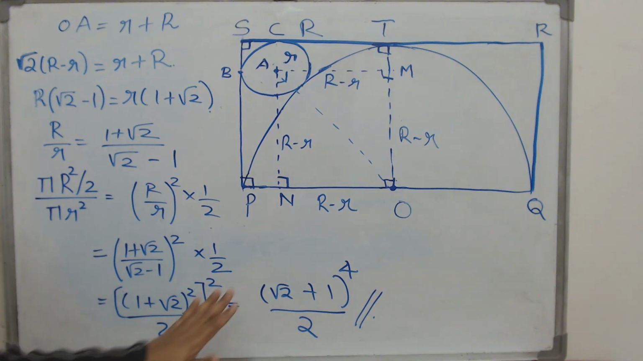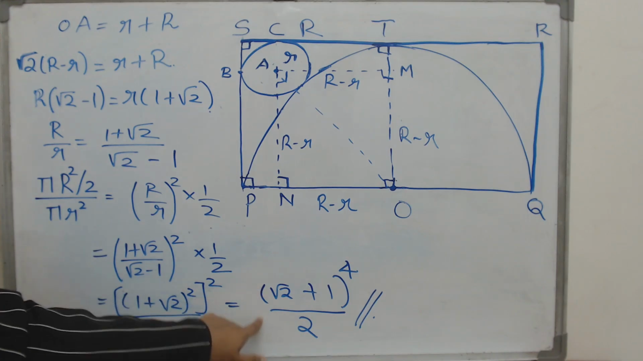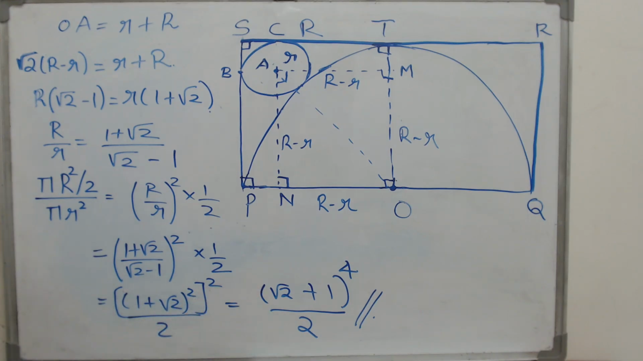The ratio of the areas of the semicircle and the circle is given by this formula. That is all for today.